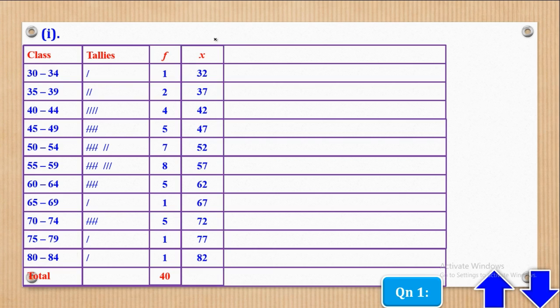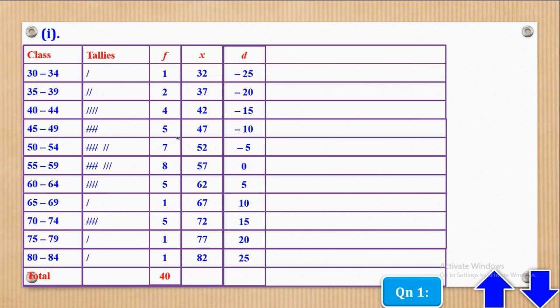So now that we have generated the values of x, we can now get the values of d, which is the deviation. Remember, they gave us a working mean of 57, so d will be equal to the value of x minus 57. So 32 minus 57, you'll come up with negative 25. Then 37 minus 57, you'll come up with negative 20. This minus 57, you'll come up with negative 15. This minus 57, you come up with negative 10. This will give you negative 5, and this will give you 0. This will give you 5. This will give you 10, this will give you 15, this will give you 20, and this will give you 25.